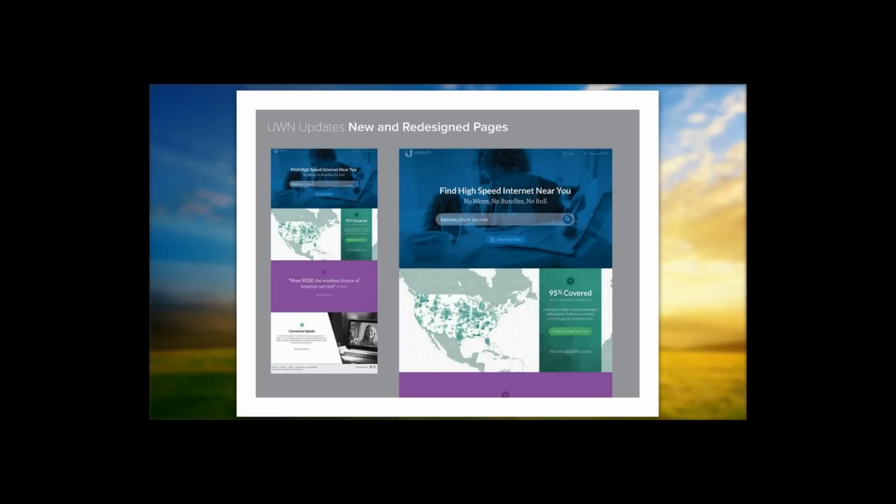We're also going to be pushing out new and redesigned pages. If you go to ubiquiti.com, it's just a simple search field, but we decided that we wanted to add a little bit more richness to the page. So as you can see, this will be our new homepage.